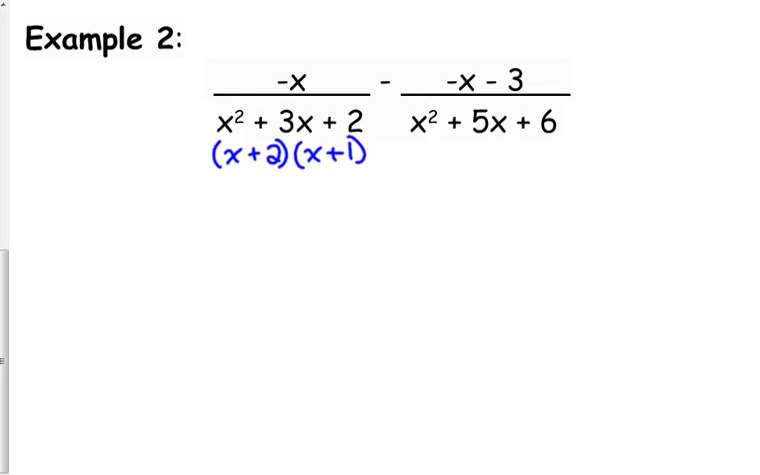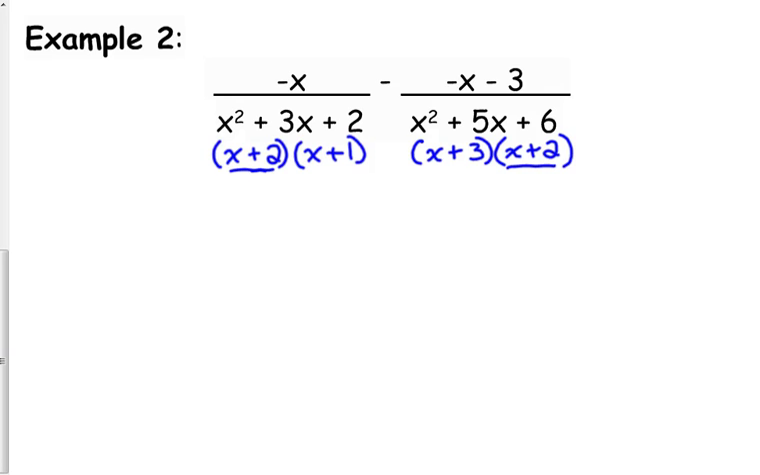X squared plus 3x plus 2 factors into x plus 2 times x plus 1. X squared plus 5x plus 6 factors into x plus 3 times x plus 2. So check it out. They do have something in common. They both have x plus 2. So we don't have to worry about that part. Okay? They already have that in common. We're just concerned about the other parts.